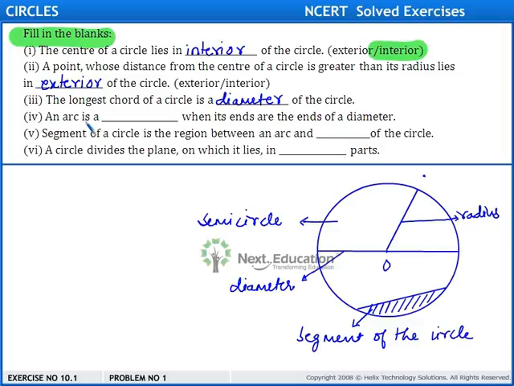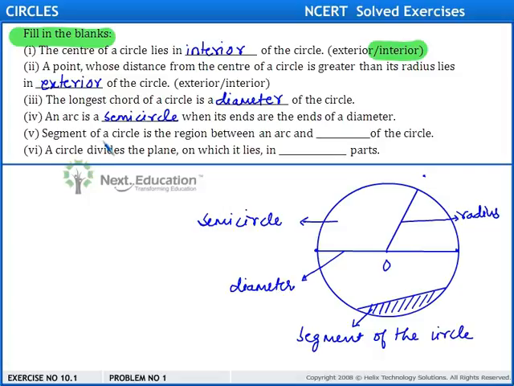Now, an arc is a dash when its ends are the ends of the diameter. Now these are the ends of the diameter. Now this arc is obviously a semicircle. So the answer is semicircle.